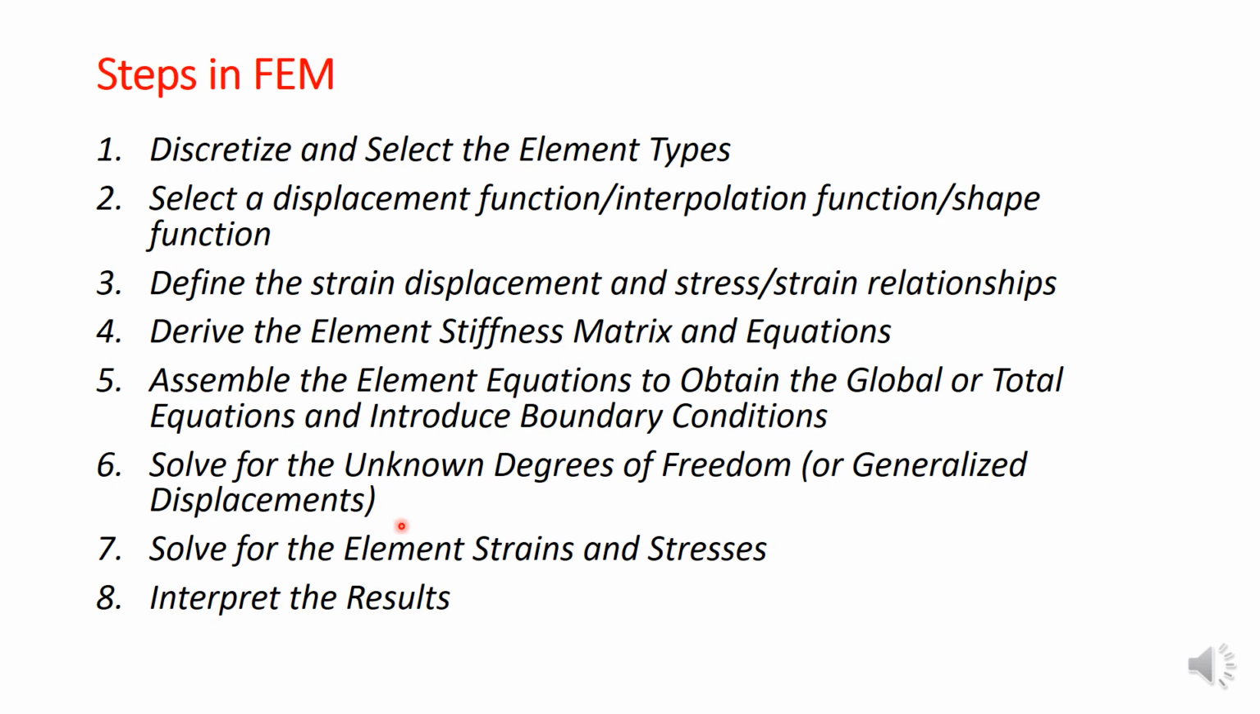Once we have the primary unknown, which is displacement, then we can find out the secondary unknowns such as strains and stresses. Then once we have the values of strains and stresses, we can interpret the results graphically as well as with the help of numerical values. Then we can analyze where the failure can begin and which are the areas where the stresses are maximum, etc. Now let's move on to see what is the meaning of discretization and selecting the element type in the coming slide.